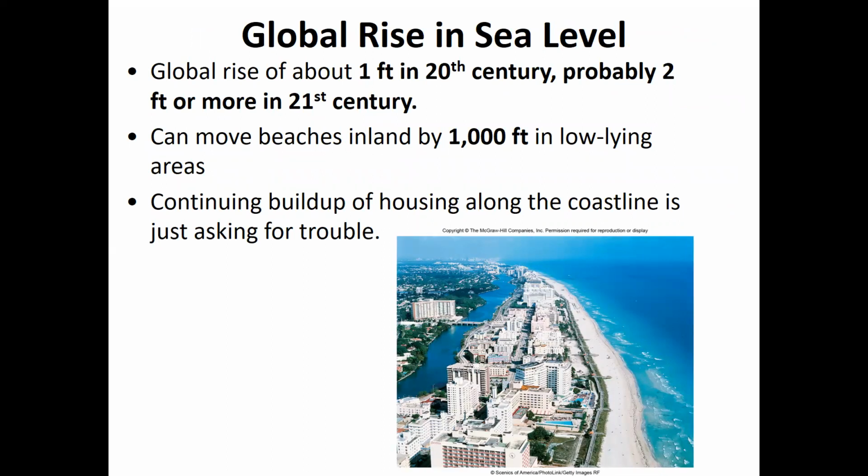And so as the sea levels continue to rise, the beaches can move inland by 1,000 feet in low-lying areas, and so the continuing buildup of houses along the coastline is just asking for trouble because the sea level is getting even closer and closer to our structures. The storm surge is going to go even further inland, more flooding, and so the ocean's coming to us, right? We're building closer to the ocean, and the ocean's coming closer to us, and so it's just asking for trouble. So all this development along this barrier island, a hurricane hits here, there's nothing to protect this, right? This is going to take the full brunt of that hurricane.